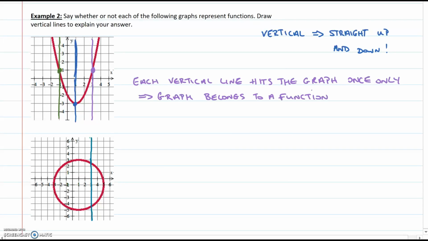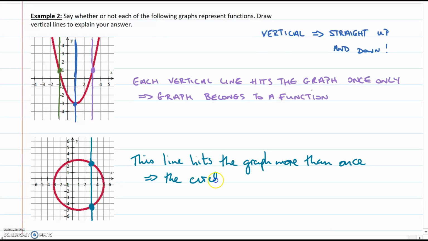Okay, and if you draw this vertical line, you see it hits the graph twice. As soon as you find one line that hits the graph twice, you know that the graph does not belong to a function. This line hits the graph more than once, so therefore the circle does not represent a function. Okay, it's still a valid graph. We can still have the graph, but it's not a function.